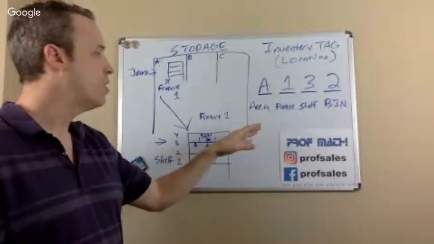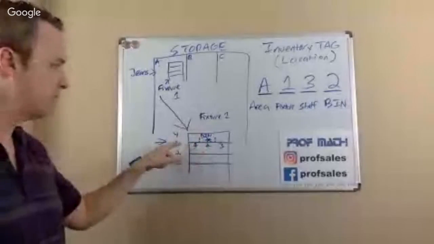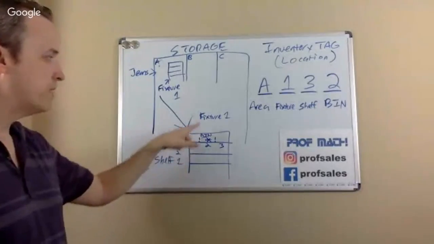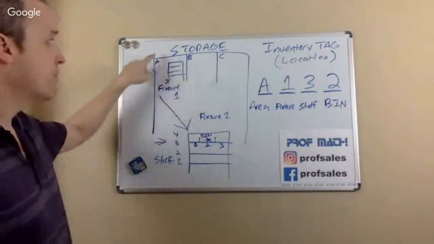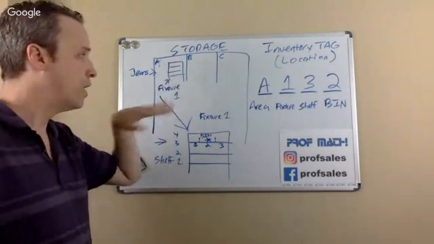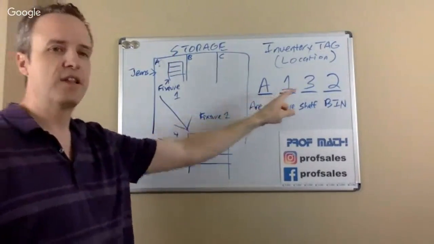So now when we tell somebody to look, and this is all going to be labeled. Obviously, we can have labels here for shelf 1, 2, 3, 4. This can be labeled somewhere as fixture 1. Maybe you have to have a sign up if this is area A, this is room A, whatever it is. But basically, it generates an inventory tag.